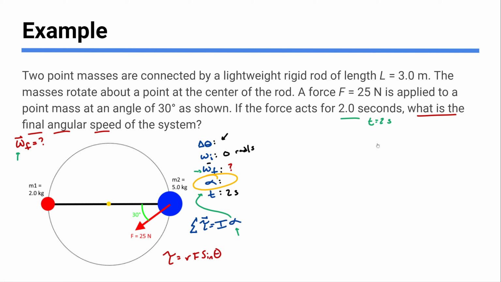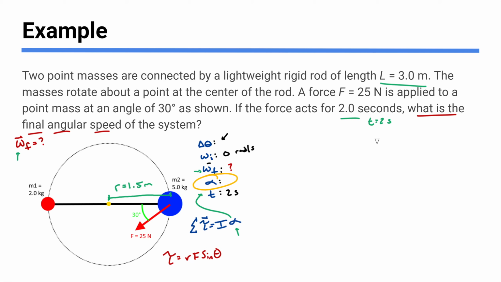All right, so let's see what we're dealing with. My R value would be from the point of rotation, so from here to where the force acts here is the question. The length of the rod is 3 meters. So I'm thinking the value for R I'm dealing with, I'm going to take half of that because this is half of the rod. So 1.5 meters is my R.